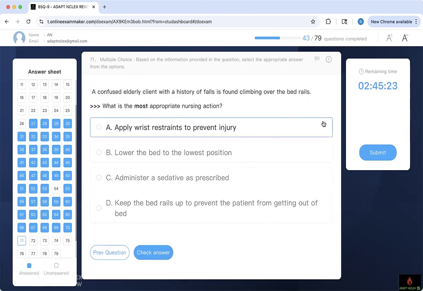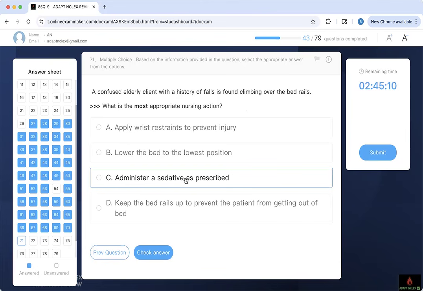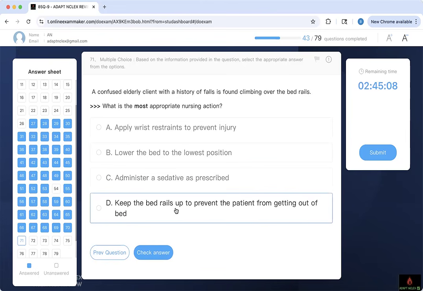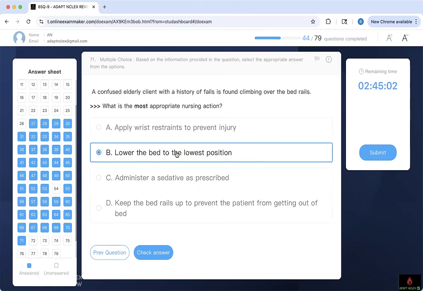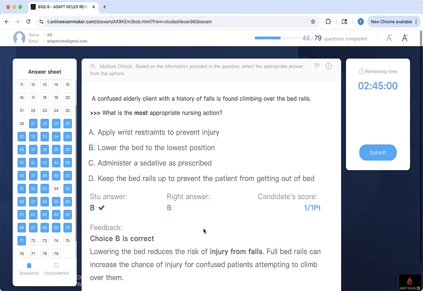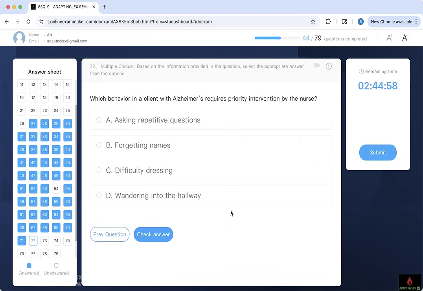Trap question. Don't get trapped. The adaptation class doesn't like to trap you. Restraint is not appropriate. Sedation is a form of restraint, inappropriate. Raising the bed rail, they will jump over. They're more likely to fall. Keep the bed in the lowest position so that when they get up, they won't fall. These are test-taking strategies I'm teaching you.